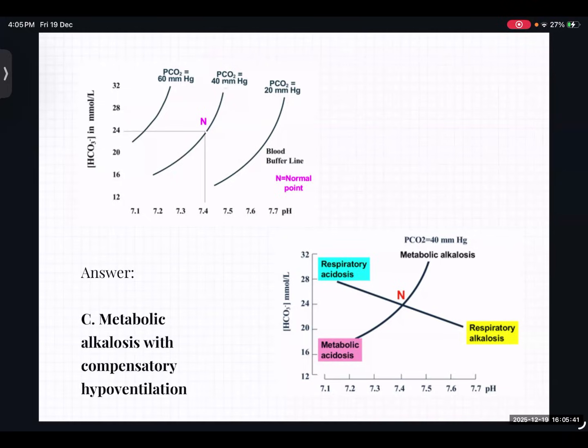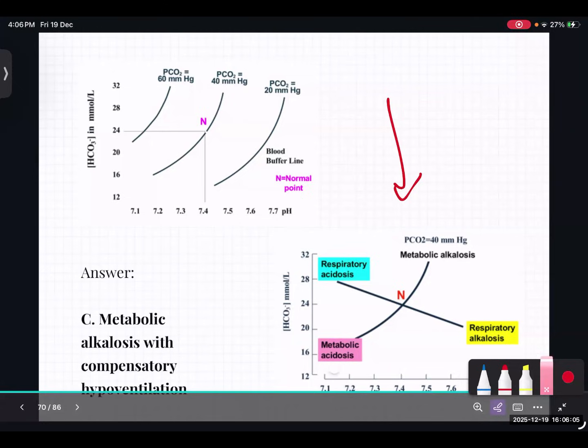So usually when we're on this line, it's always metabolic, and when we're on this line, it's respiratory. That's denoted if you look at the very nice graph here. This line is the normal line. The two ends of it are metabolic because we're still on the normal CO2 values. But the pH is increasing and decreasing. Why? Because of the bicarbonates.